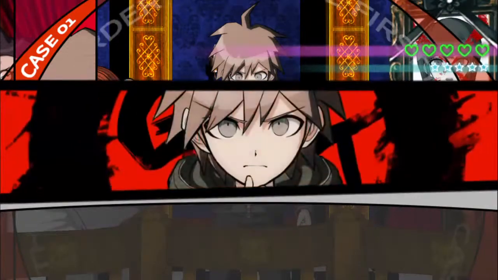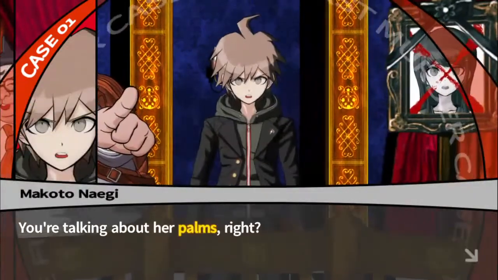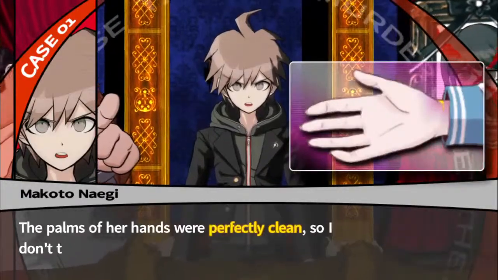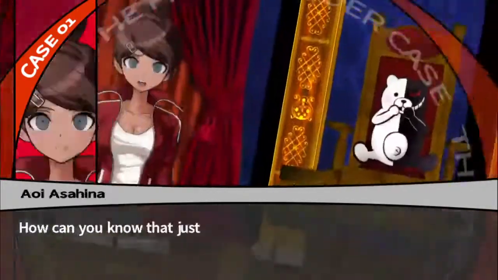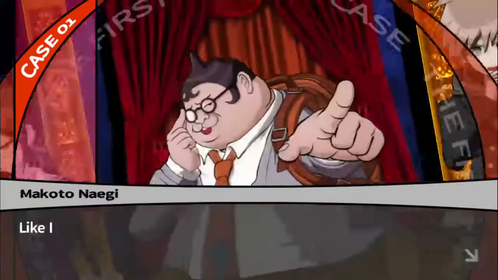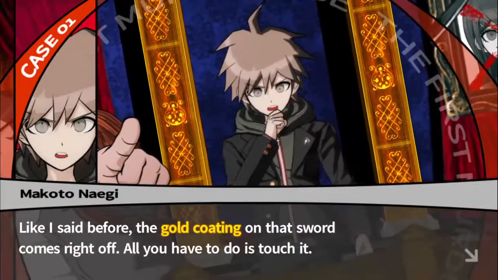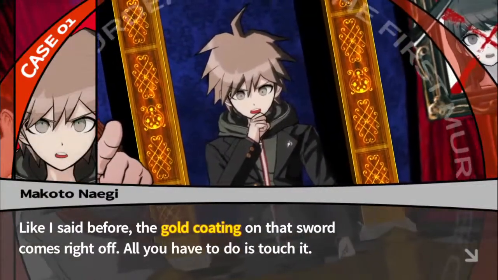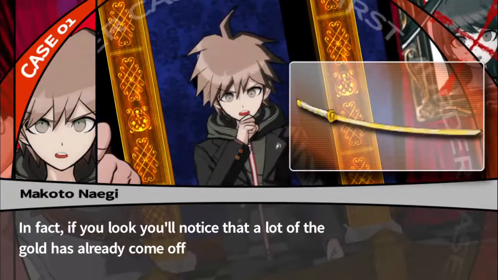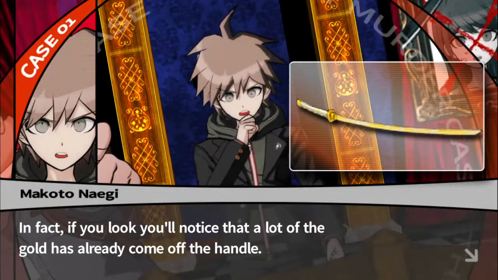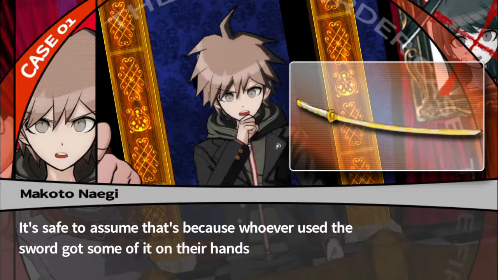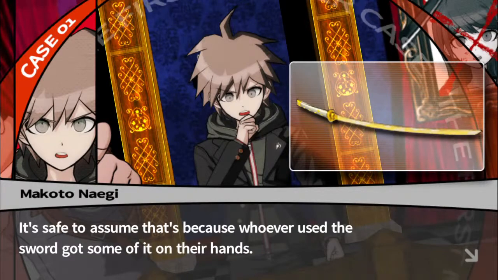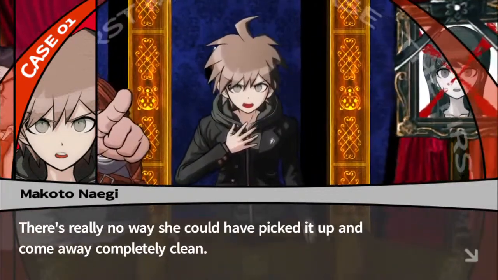I got it! You're talking about her palms, right? The palms of her hands were perfectly clean. How can you know that just by looking? Like I said before, the gold coating on that sword comes right off. In fact, if you look, you'll notice that a lot of the gold has already... It's safe to assume that's because whoever used the sword, there's really no way she could have picked it up.